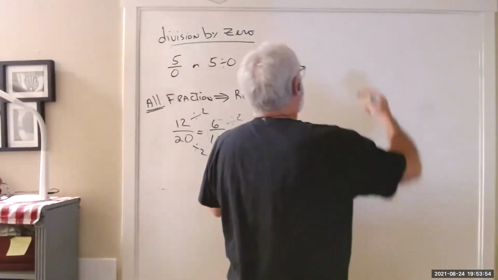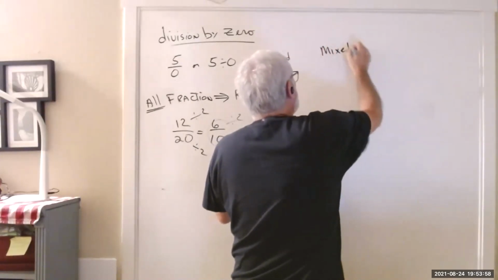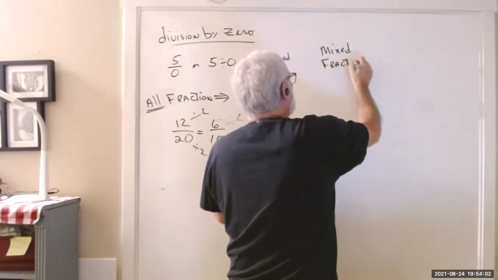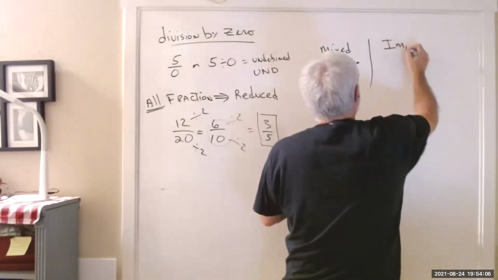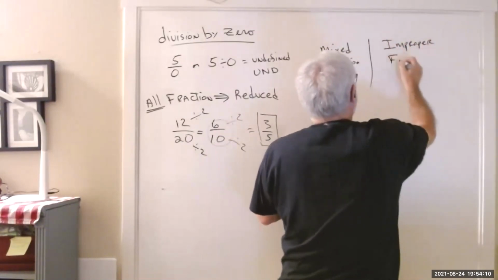Now, that leads us to a little problem. There is something called a mixed number, mixed fraction or number, and there's something called an improper fraction.